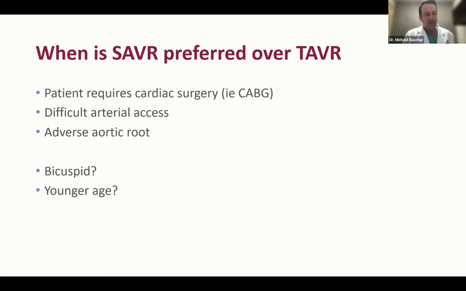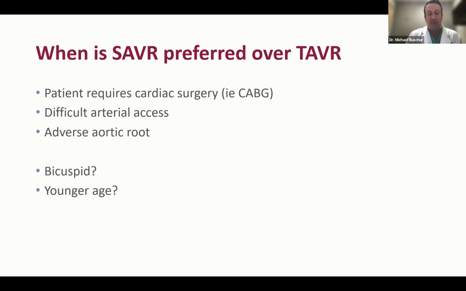So when is surgery preferred over TAVR? We mentioned both options to patients. Most patients will say, well, I want the minimally invasive one. It sounds like a lot easier recovery, which it is. But there's sometimes we just can't do the minimally invasive option. If a patient has severe coronary artery disease and needs to have a bypass, such as CABG, then we would do a surgical aortic valve replacement at the time of bypass.